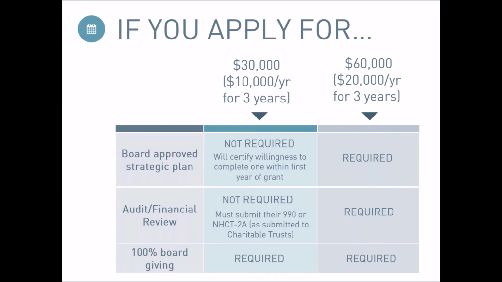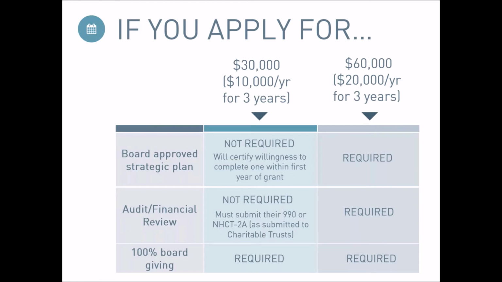With these new guidelines, organizations that do not have an audit or financial review are now eligible to apply for unrestricted support. There are other documents that may be submitted in lieu of an audit or a review, and those are listed here on the slide. These organizations may apply for a $30,000 multi-year grant, which is $10,000 a year for 3 years.